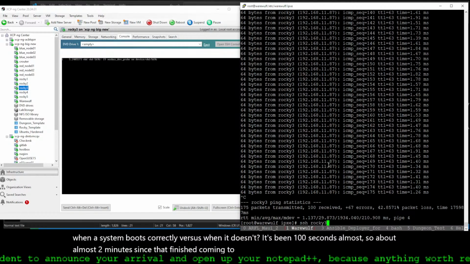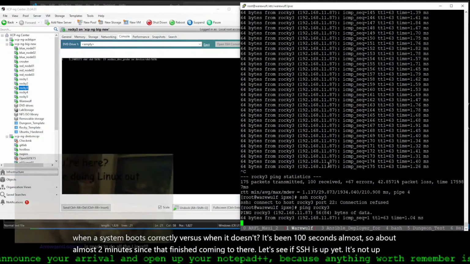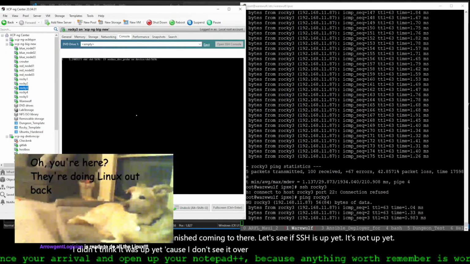Let's see if SSH is up yet. It's not up yet. I didn't think it was up yet because I don't see it connected over here.